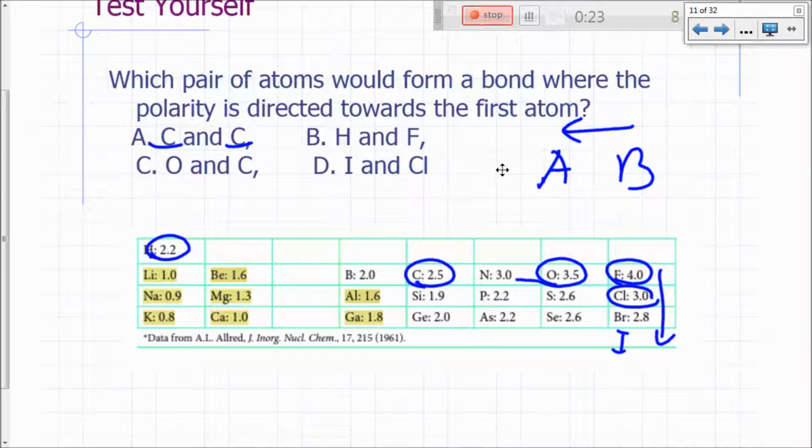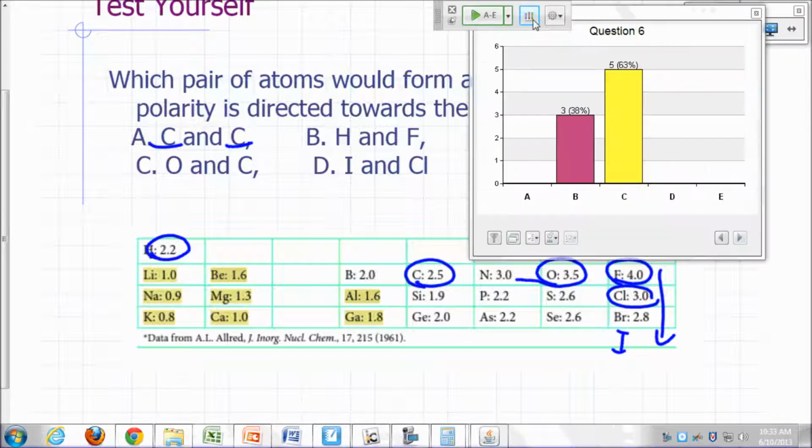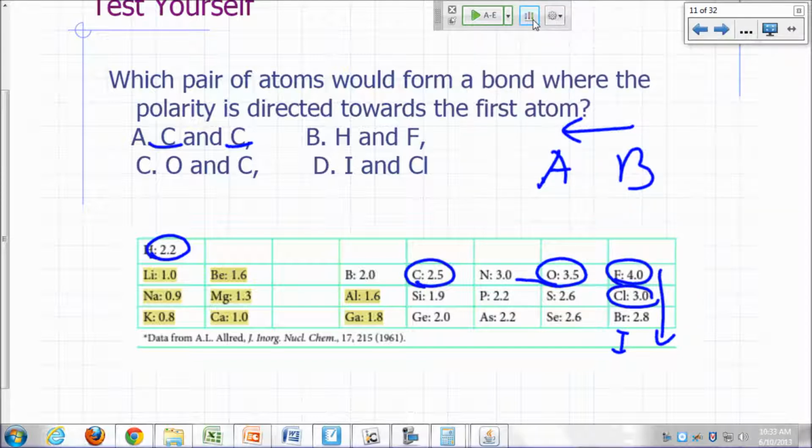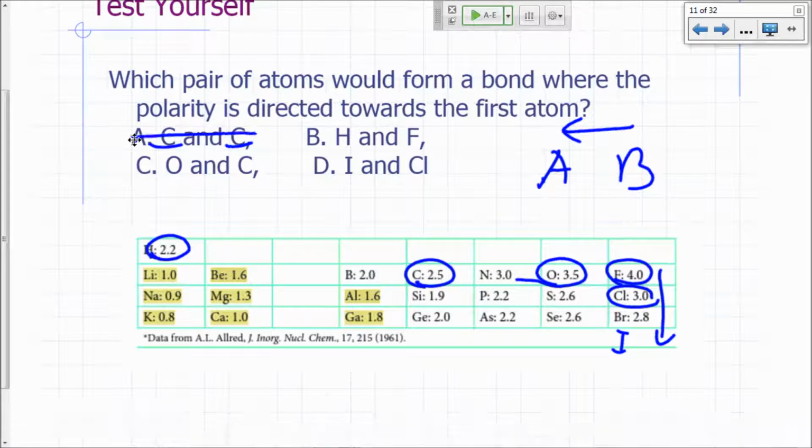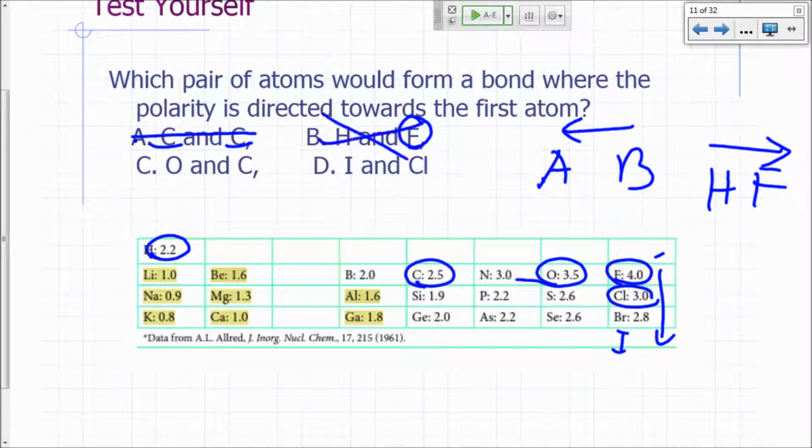One more? Correct answer is... okay. Which one's more? Obviously, it can't be A, right? Did anyone pick A? No, good. It can't be A. Which one's the most electronegative atom? Fluorine, right? So HF, where's the polarity directed towards? Fluorine, so it can't be B.